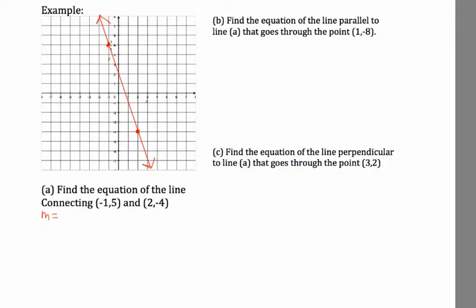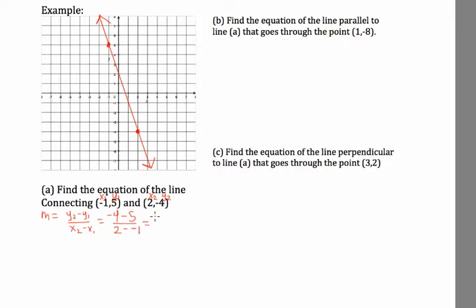I can either do it visually, or I'll use my slope equation. y2 minus y1 over x2 minus x1. So I'll name my points here. I'll have this be point 1, so this is the x-coordinate of point 1, so x1, and this will be y1. And then we'll call this point 2, so this is the x-coordinate of point 2, or x2, and y2. So y2 is -4, minus y1 is 5, over x2 is 2, minus -1.